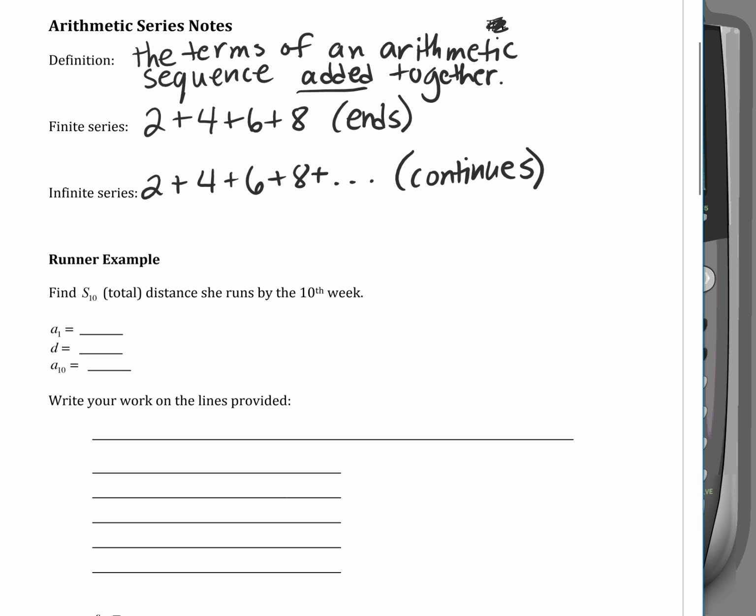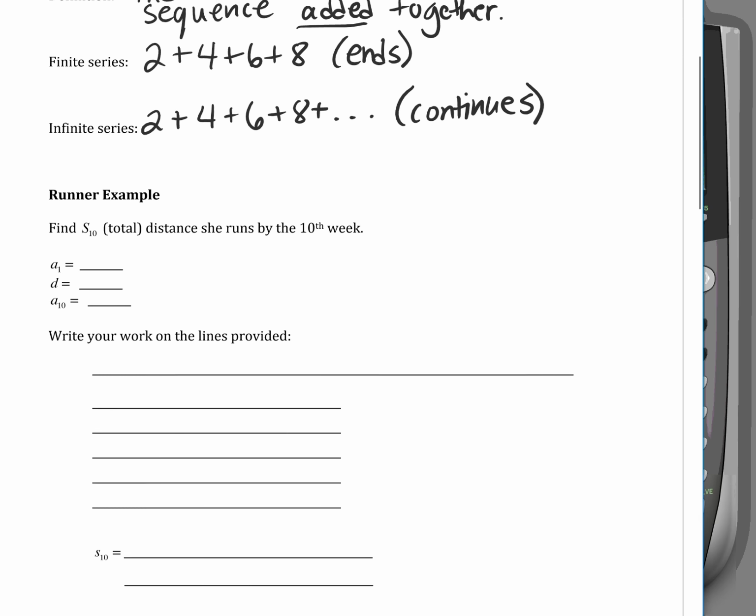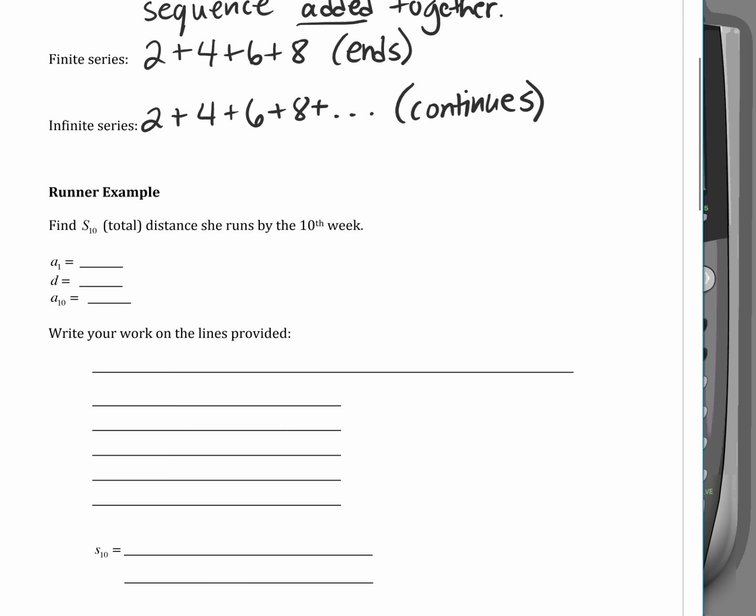Now we're bringing back the runner example we did on our first day when we did the arithmetic sequence, in terms of finding the total distance that the girl runs by the 10th week. So we have our first week, she ran 5 miles. Each week she ran 1.5 miles more. And then in the last week, the 10th week, she ran 8.5 miles in that week. We need all of that information to help us with deriving a formula for this.